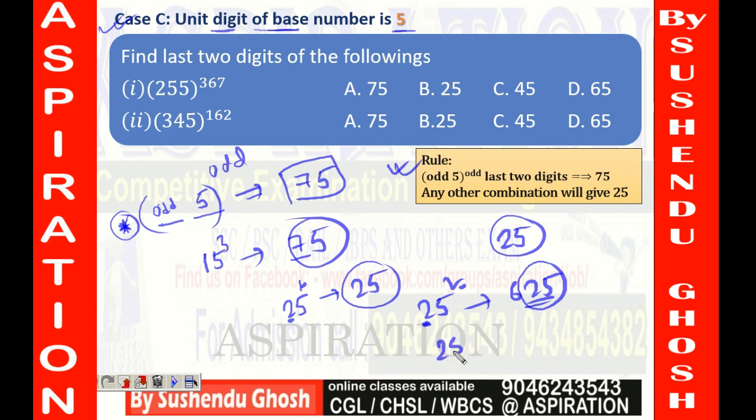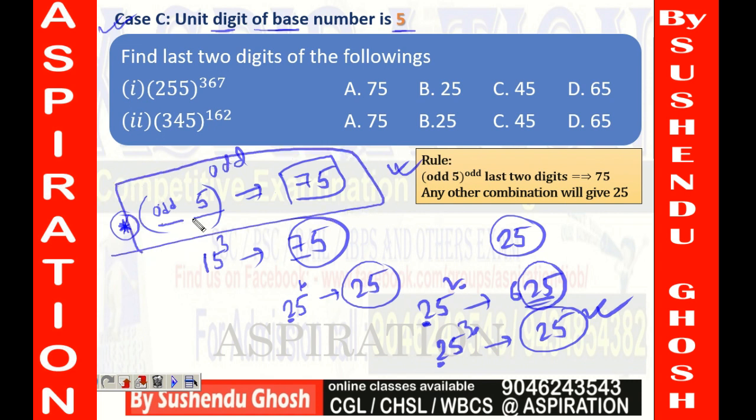If we perform 25 cube, here the tens digit is even and the power is odd. This will also give you 25 as the last two digits. Means any other combination except the one where we have the tens place as an odd number and the power is also odd will give you 25. That one will surely give you 75 as the last two digits. So you have to keep this thumb rule in your mind.